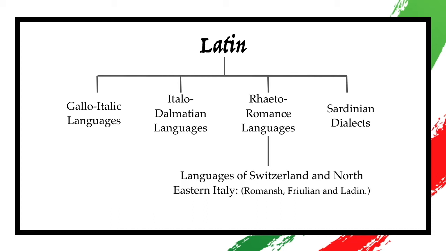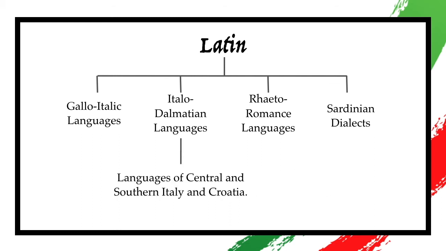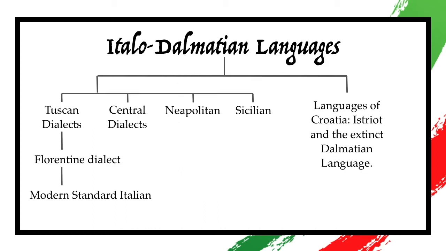The Rhaeto-Romance languages are another group of languages spoken in northern Italy and Switzerland. The Italo-Dalmatian languages are the dialects of central Italy and also some languages spoken or once spoken in Croatia. Here are the Italo-Dalmatian languages. Modern standard Italian comes from the Tuscan dialect of Florence. But how and why did this dialect become the standard national language of the whole of Italy?